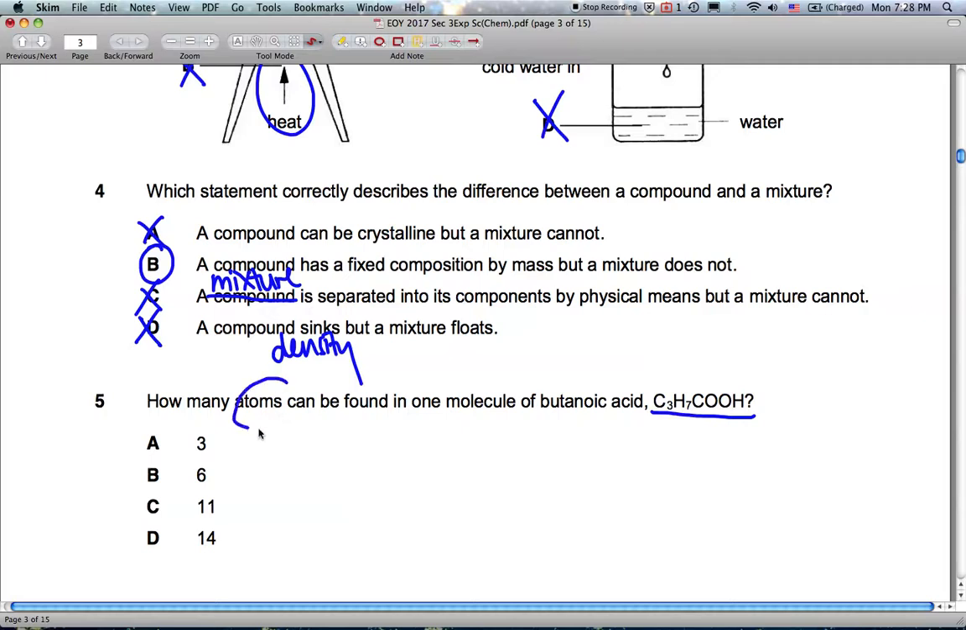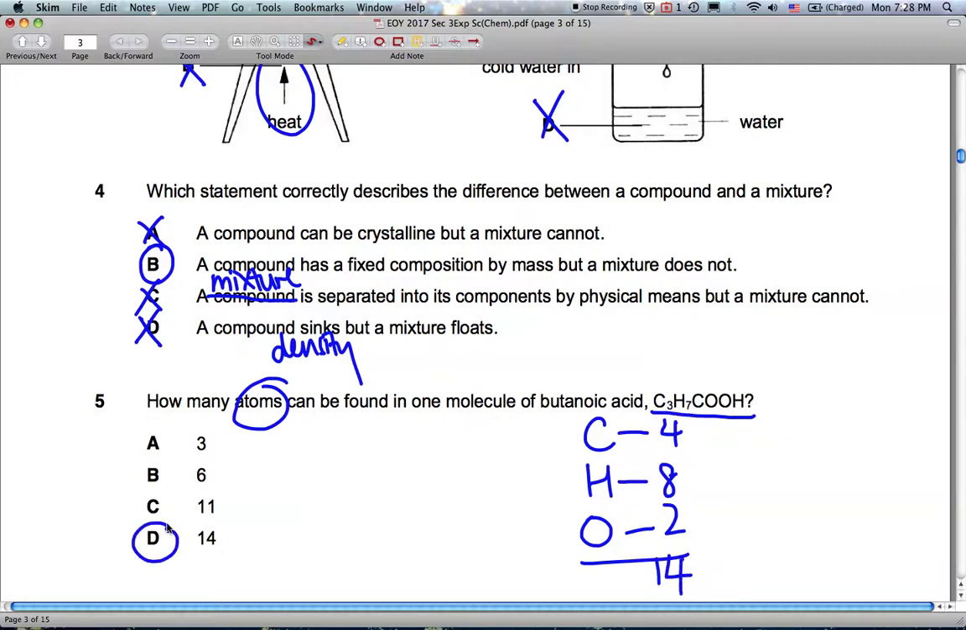So let's count the number of atoms. We are interested to find out the number of atoms. So we go and count how many carbon, hydrogen, and oxygen. These are the 3 elements that are present in this molecule. So we realize that carbon, we have 3 plus 1 over here, that's 4. For hydrogen, we have 7 plus 1, 8. And for oxygen, we have 2. So this gives us a total of 14 atoms, and our answer is D.